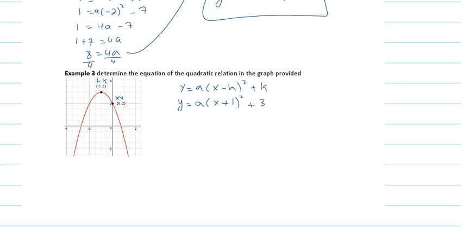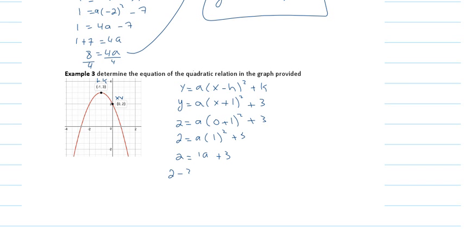After I insert my vertex, I'm going to insert the other point that's given to me. So the y value is 2, and the x value is 0. Now I need to isolate for a, but before I do so, I have to simplify using BEDMAS. So brackets first, simplify inside the brackets. After that, I have to do my exponent. So 1 squared is 1. Now to isolate for a, I have to follow reverse BEDMAS. So the first thing I want to get rid of is the 3, bring it over to the other side, it becomes a -3. So I have 2 minus 3 equals 1a, or a, I don't even have to write that 1. 2 minus 3 is -1. So my a value is -1.